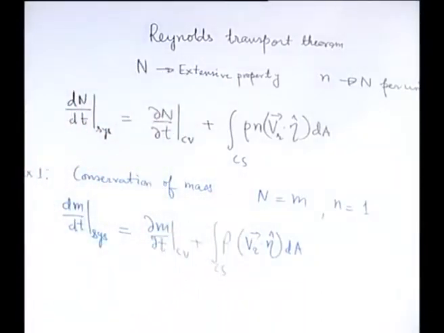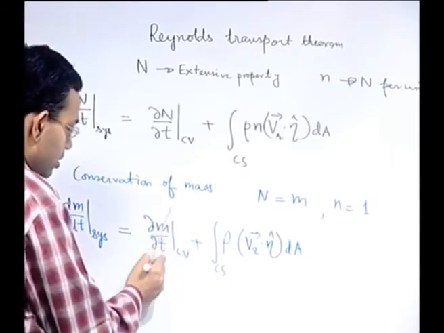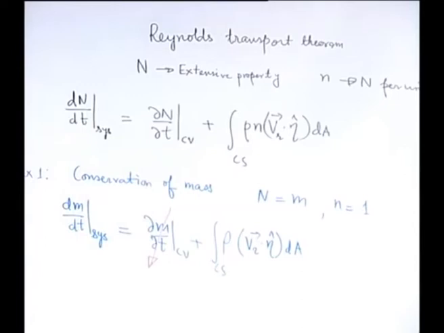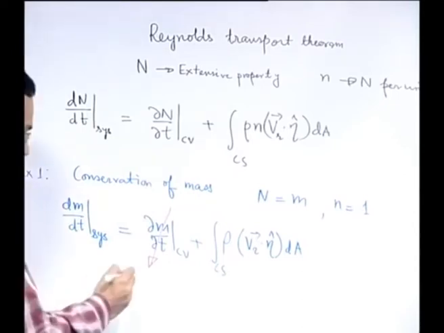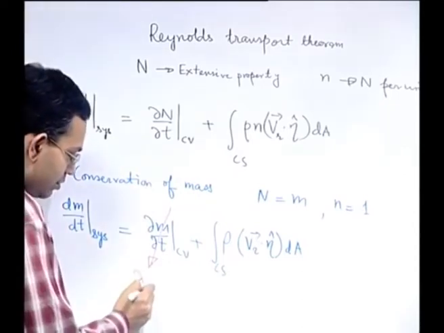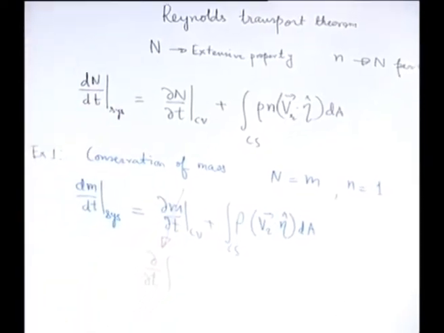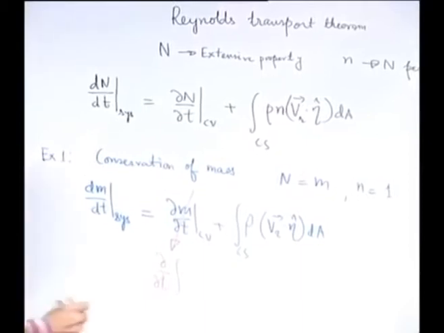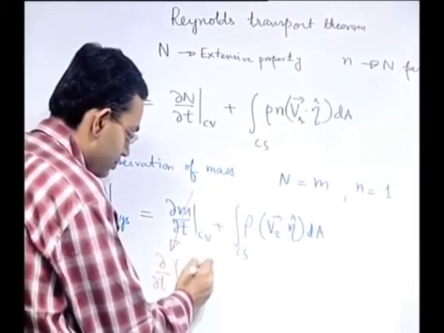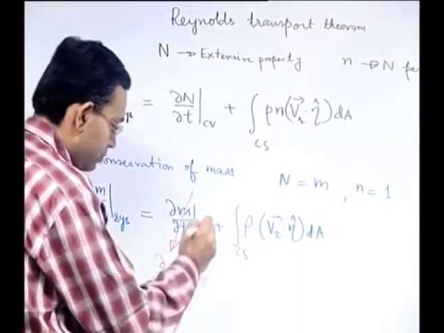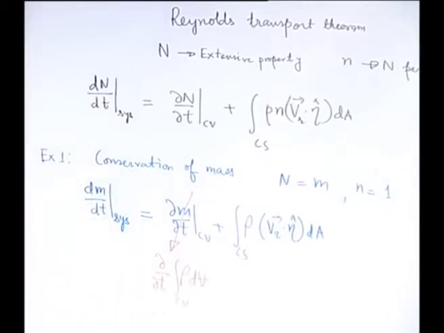Now let us try to simplify, or write this term in a different way. This we can write as the partial derivative of the mass inside the control volume. What is the mass inside the control volume? The rho times dV. Now, with this let us make certain simplifications.